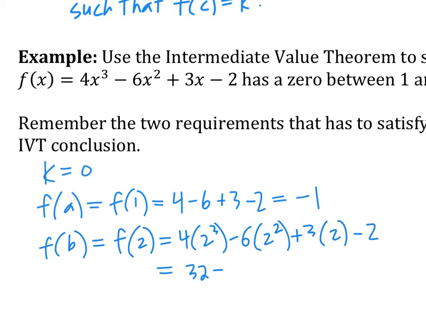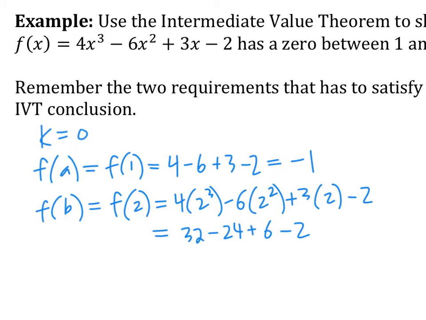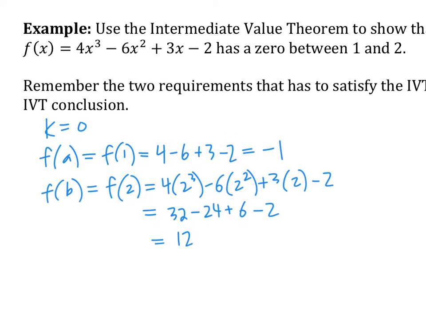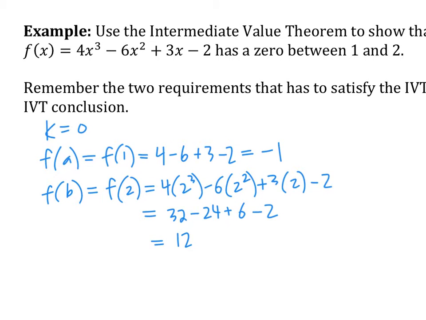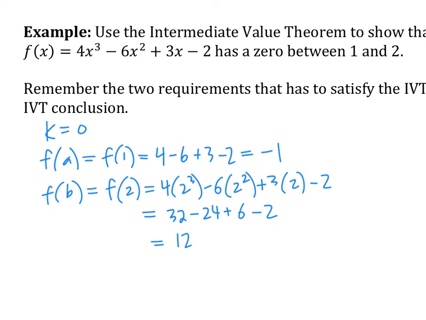32 minus 24 plus 6 minus 2. Huh? 12? Okay. All right, so is k in between? Yes. So it's a guarantee that there must be a number c so that f of c is equal to 0? Yes. As long as it meets those requirements, just confidently say yes.